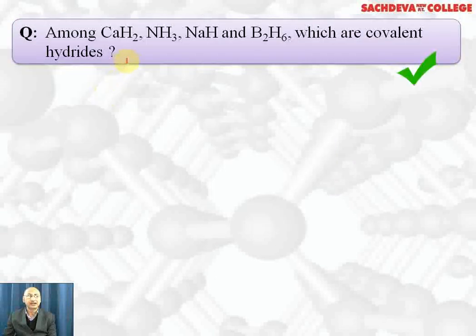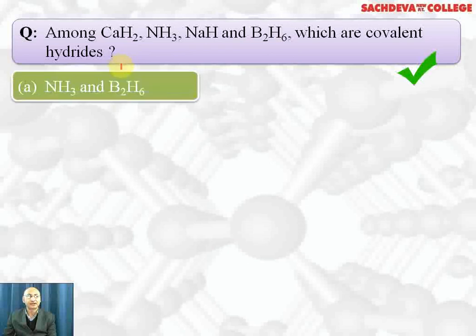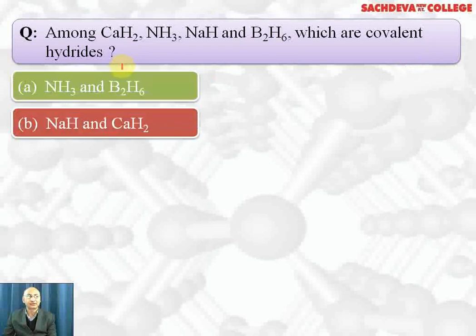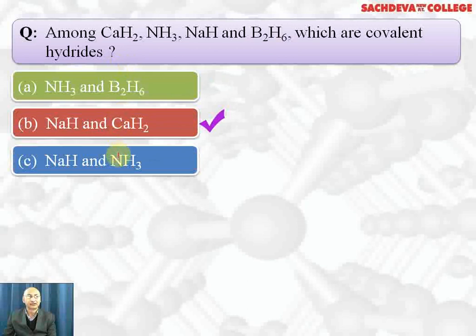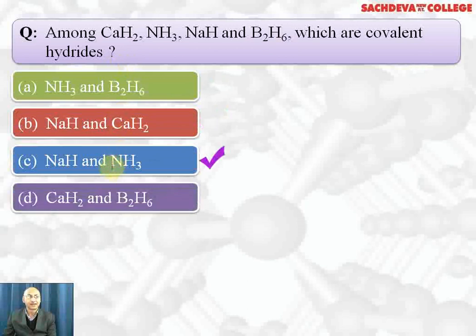Among calcium hydride, ammonia, sodium hydride and B2H6, which are covalent hydrides? Ammonia and B2H6, sodium hydride and calcium hydride, sodium hydride and ammonia, calcium hydride and B2H6. Correct answer is A part. Ammonia and B2H6 are covalent hydrides, whereas calcium hydride and sodium hydride are ionic or saline hydrides. So A part is the correct answer.